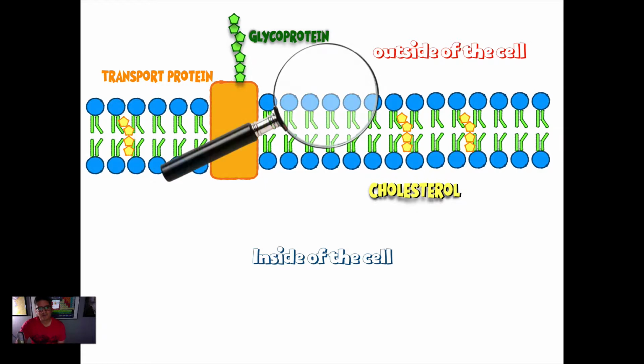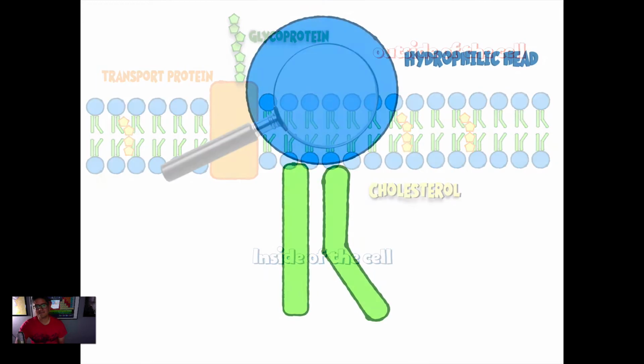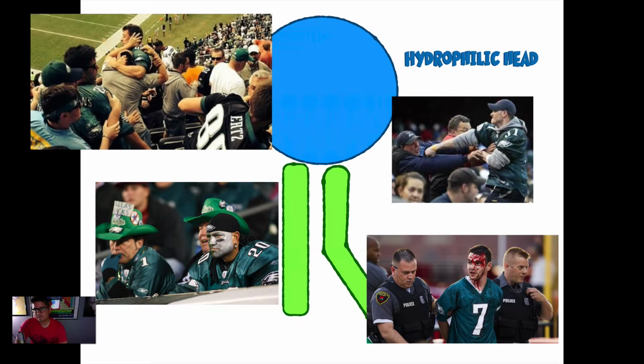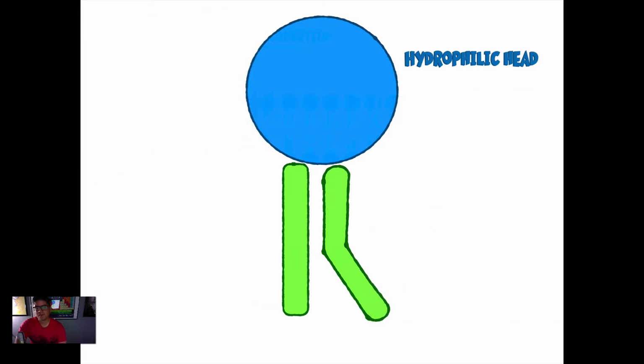So let's dive in a little bit closer and look at the phospholipid itself. The phospholipid has two main components. Actually, it has three, but we're going to break it down into two components just to make it a little bit more simple. The blue part is our hydrophilic head. Hydro meaning water, philic, like the city of Philadelphia, the city of brotherly love. This is water-loving. This is the part of the phospholipid that's exposed to water. And why is it exposed to water? We'll get to that in just a second.